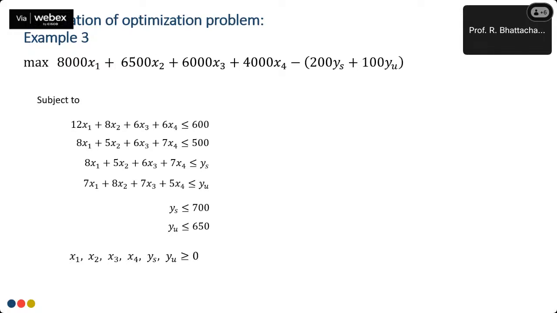Maximize 8,000 x1 plus 6,500 x2 plus 6,000 x3 plus 4,000 x4. That is what you earn by selling your goods, minus 200 ys plus 100 yu, that is what you spend on manpower. And then subject to these constraints: the first two constraints are on the machine time, the second two constraints are on the manpower you purchase, and then ys has to be less than 700, yu has to be less than 650, and all these 6 unknown variables x1, x2, x3, x4, ys, yu must be greater than or equal to 0.